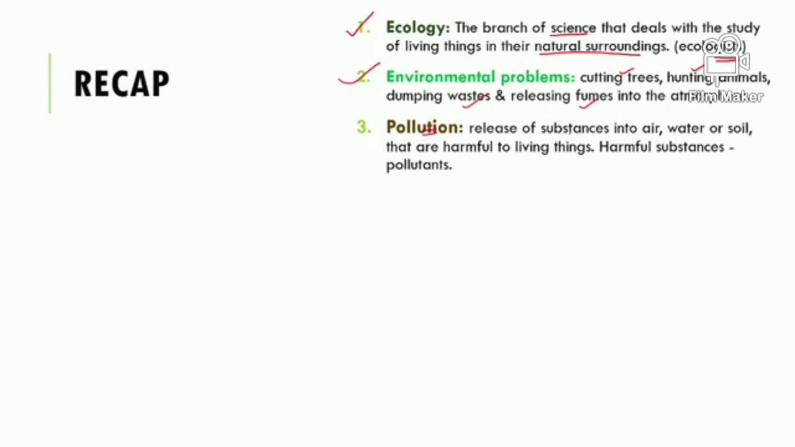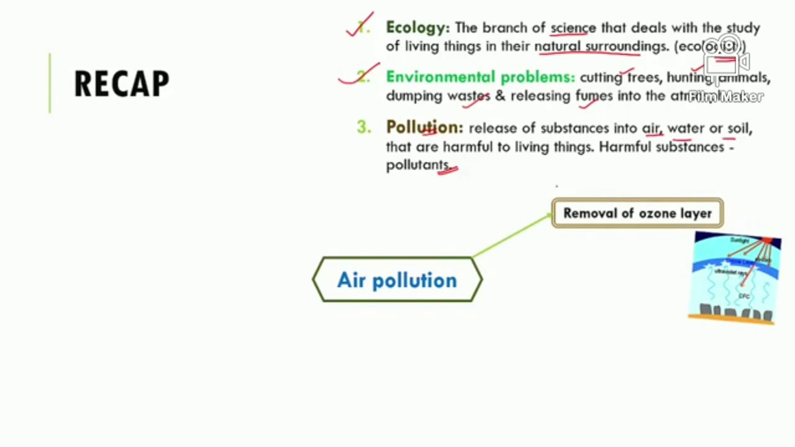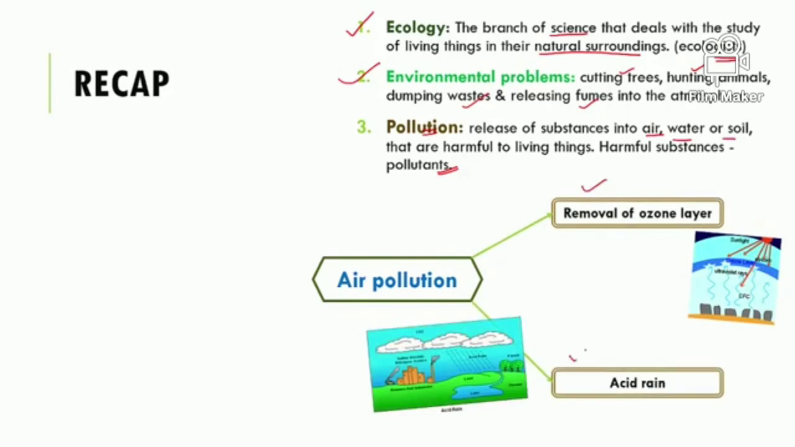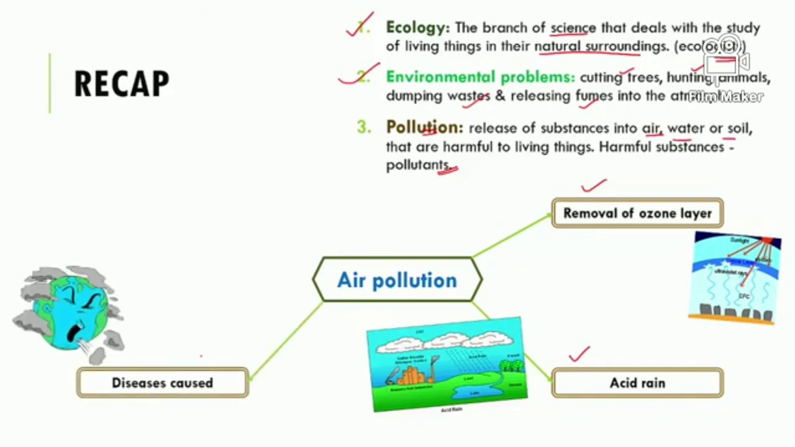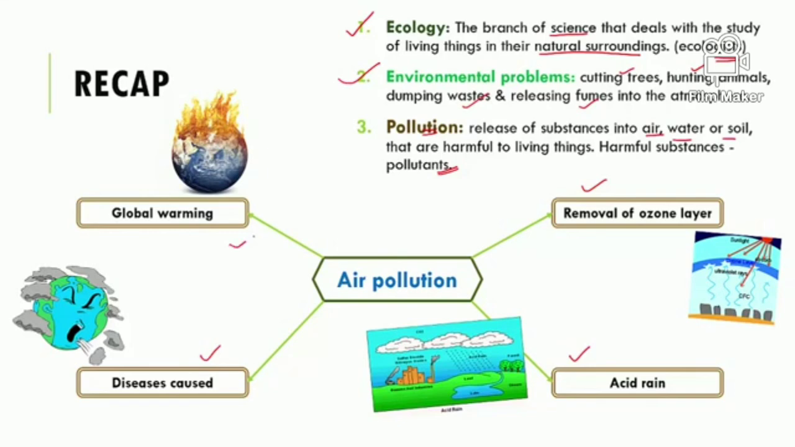We said that release of substances into air, water, or soil which are harmful is called pollution. And we saw these harmful substances are called pollutants. Then we went on to talk about air pollution. We saw that because of air pollution, there is removal of ozone, there is acid rain, there are several diseases caused to our respiratory system, and we spoke about global warming. So all this we covered under part 1.